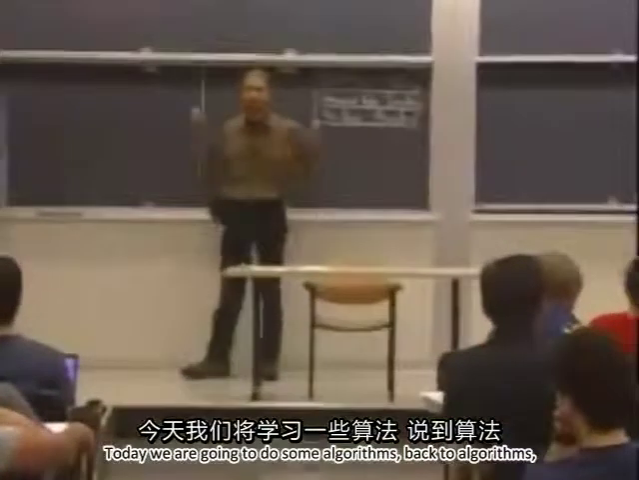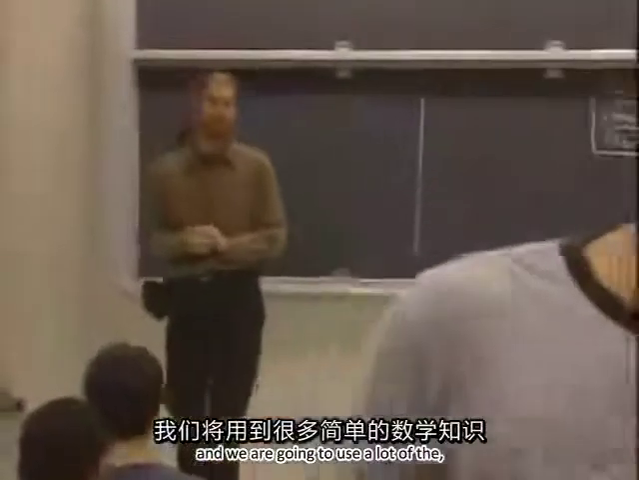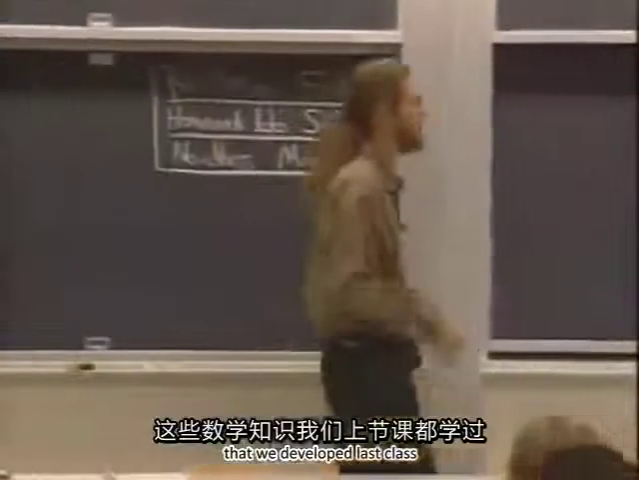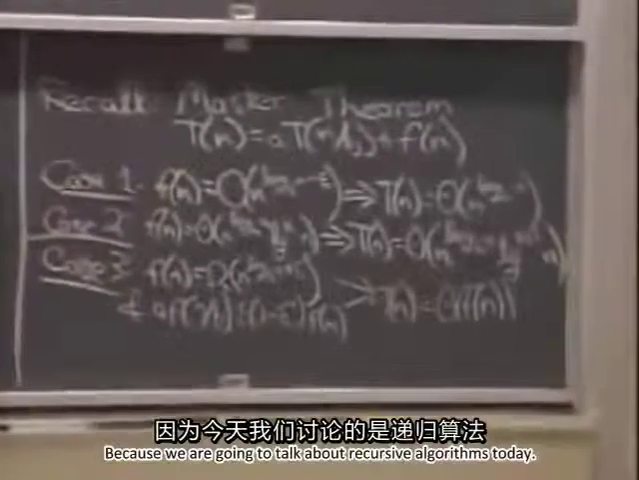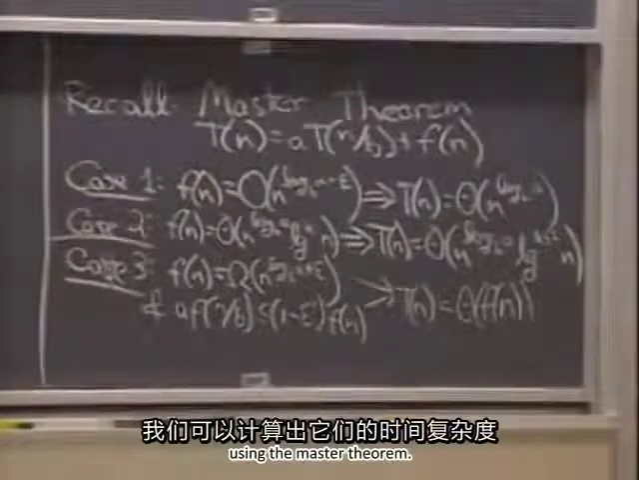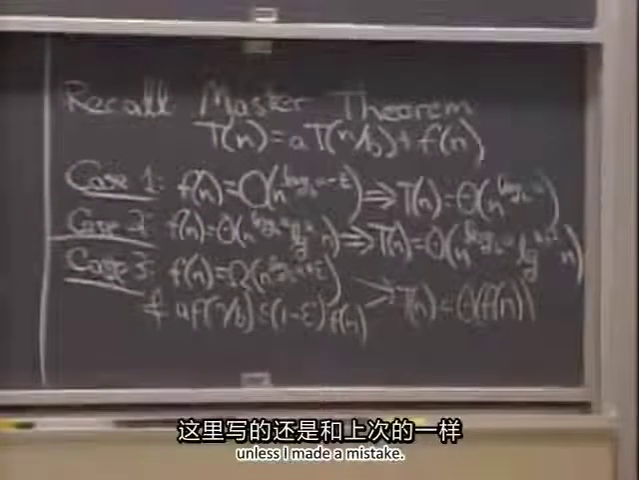Today we're going to do some algorithms, back to algorithms. And we're going to use a lot of the, well, some of the simpler mathematics that we developed last class, like the master theorem for solving recurrences. We're going to use this a lot because we're going to talk about recursive algorithms today. And so we'll find their running time using the master theorem.